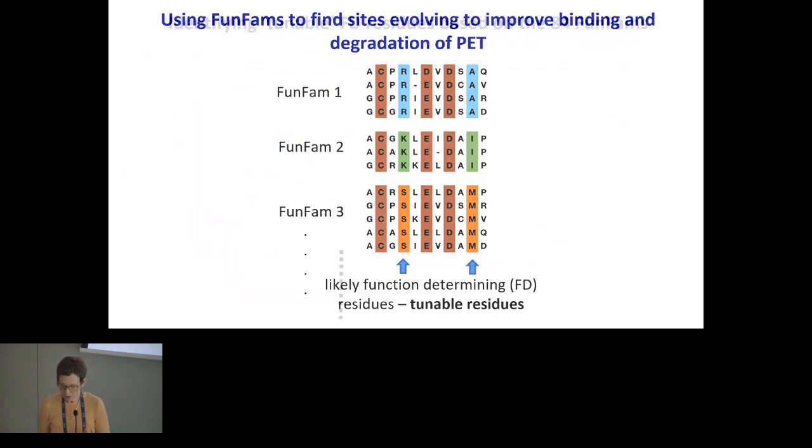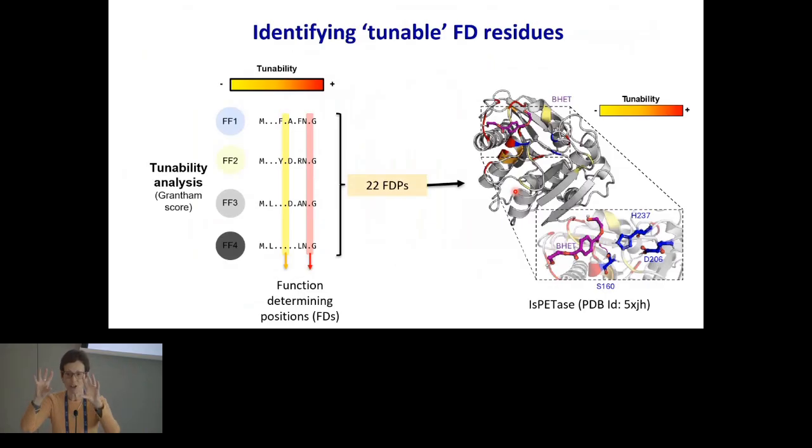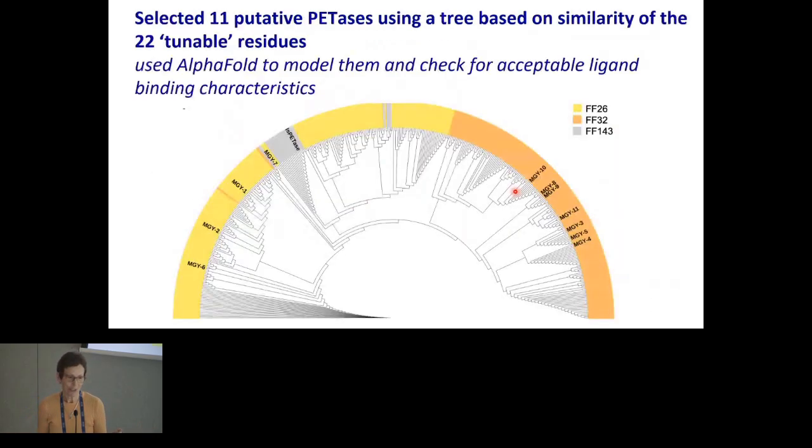We found actually 22 residues in the binding pocket that look really key. They're changing in different ways. They all map to the binding region. And we use these sites to then make a tree of relationships from all this marine data that we had. And we did this because, and this is a problem, our experimental group could only test 11 of them. We had thousands of sequences that we wanted to analyze, but they could only test 11. So we used information about differences in the key residues to choose 11 possible ones to analyze.